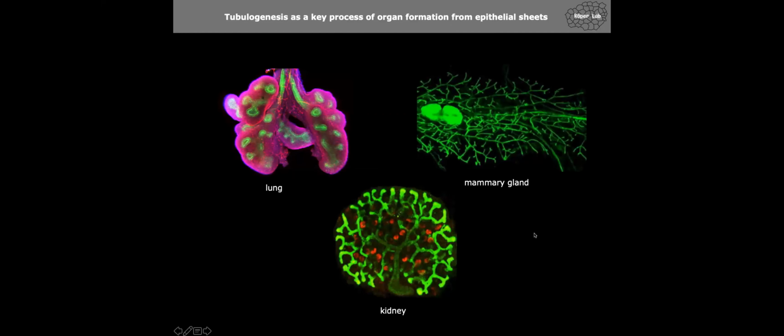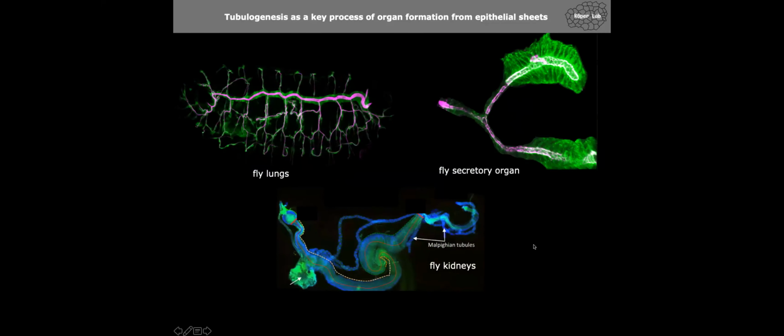And we're particularly interested in the formation of tubular tissues from epithelial sheets because most, for instance, of our own internal organ systems are tubular in epithelial nature, such as lung, mammary gland, or kidney. And the same is true, as you will be aware, of the fly as well.